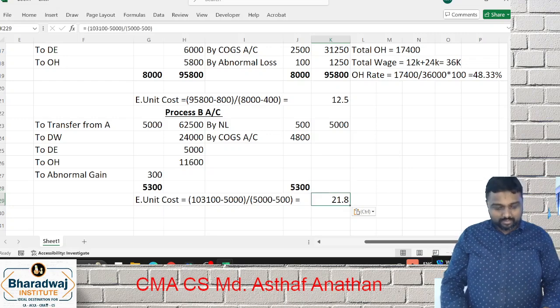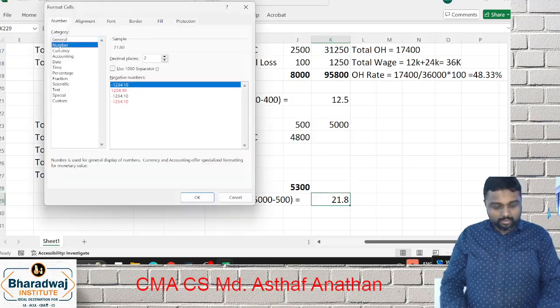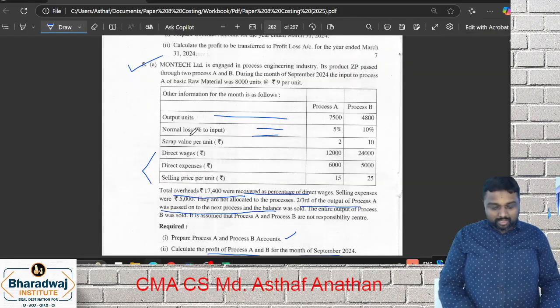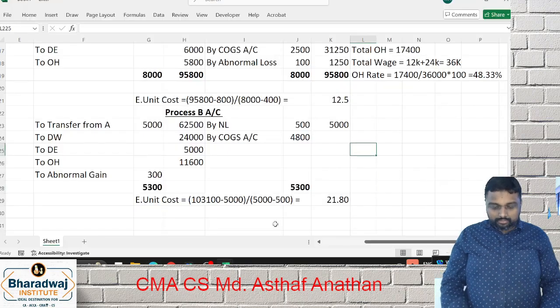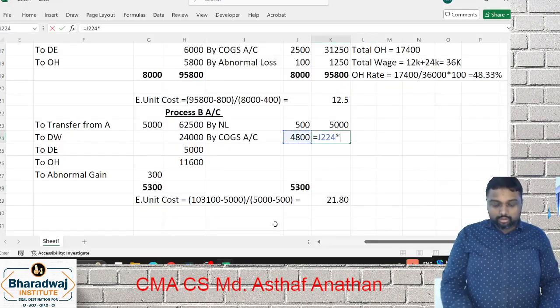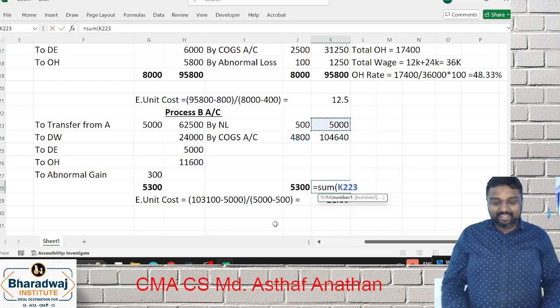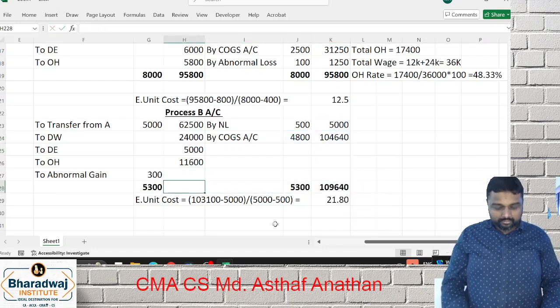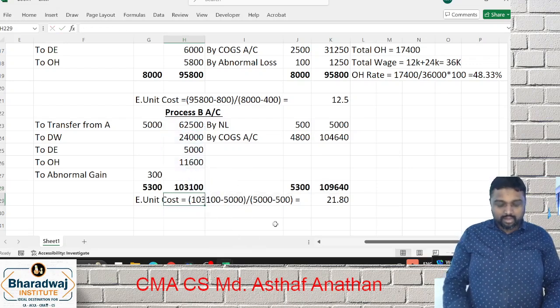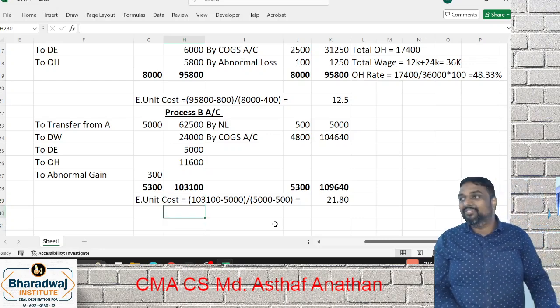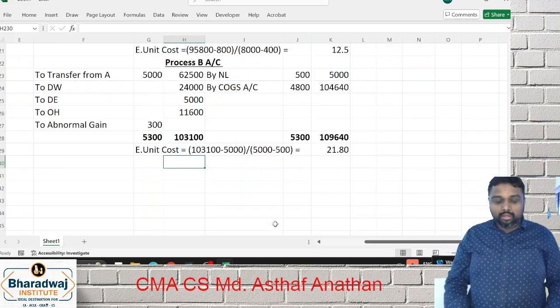21.8. Hope all of you are clear. We have taken all the expense, scrap value, normal loss, everything. Now 4,800 into 21.8. If you have done it correctly, it will be tallied. Yes or no, friends?